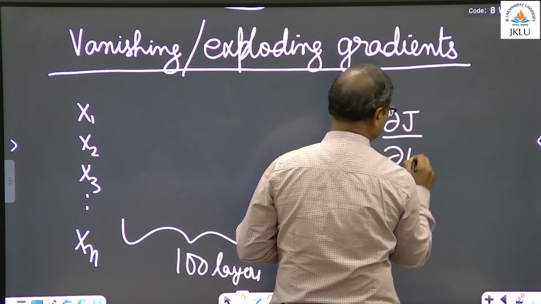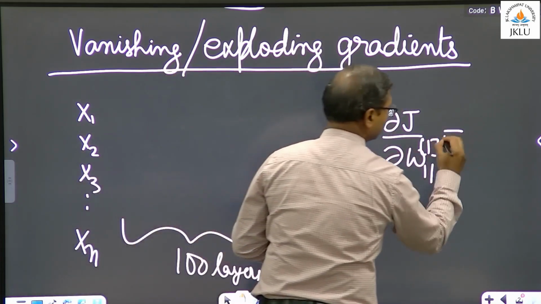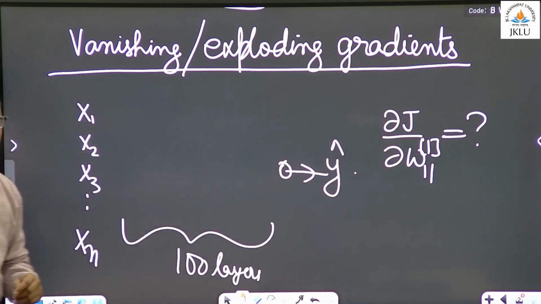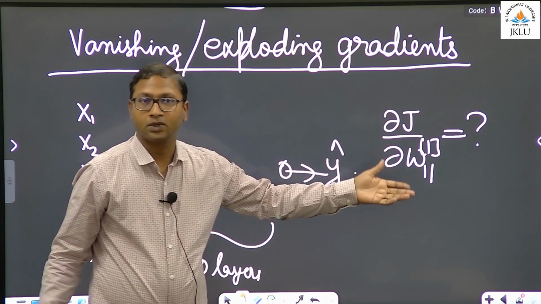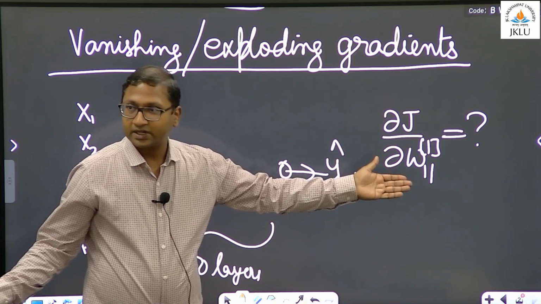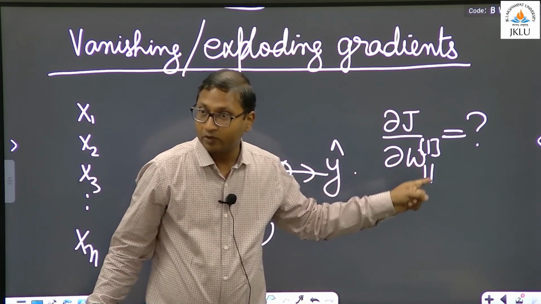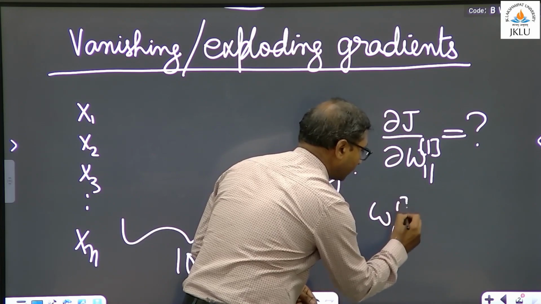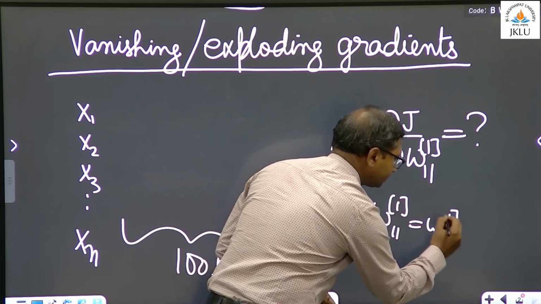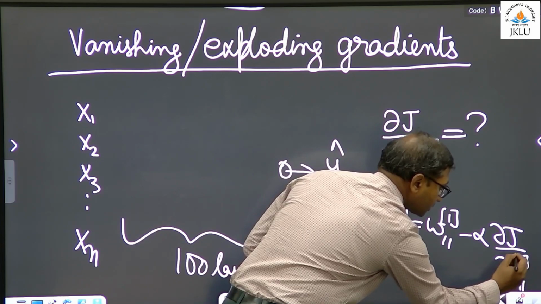Give me an equation for del J by del W111. How many terms will this partial derivative have? Do I need this partial derivative? Yes. Why? Because in order to update W111, I will need this particular partial derivative. The equation is W111 equal to W111 minus the learning rate times this partial derivative.